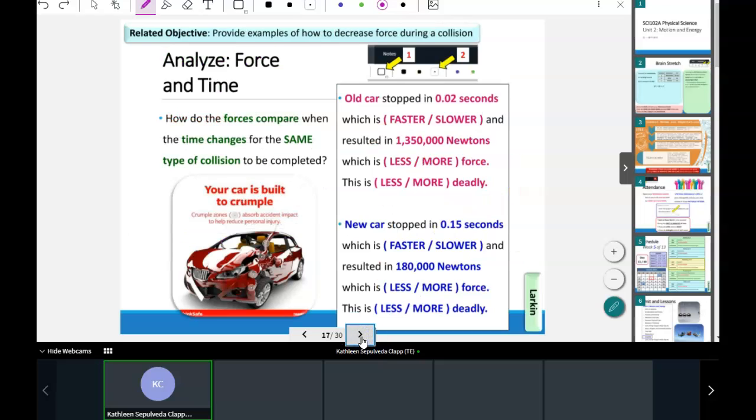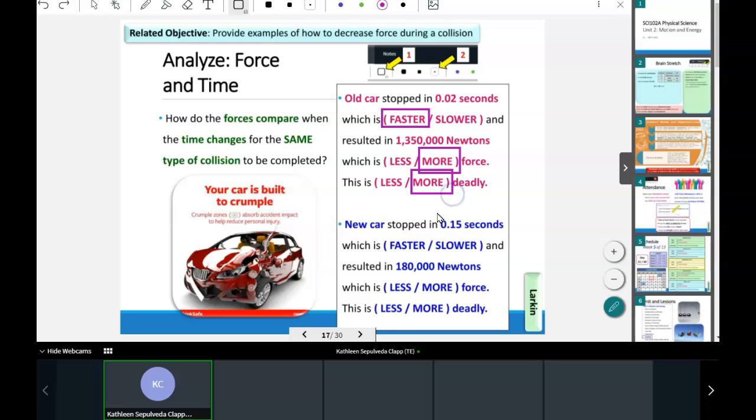So let's go ahead and analyze all of this. How did the force compare when the time changes for the same type of collision to be completed? Let's take a look at the old car. The old car stopped at 0.02 seconds. 0.02 seconds is a lot faster stopping and resulted in 1,350,000 newtons, which is more force, and is more deadly.